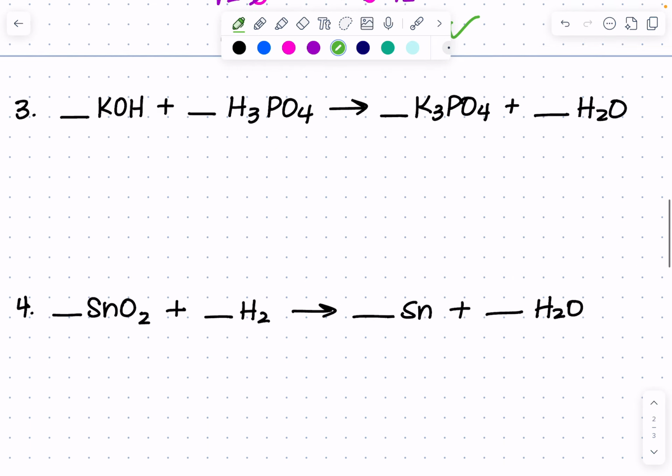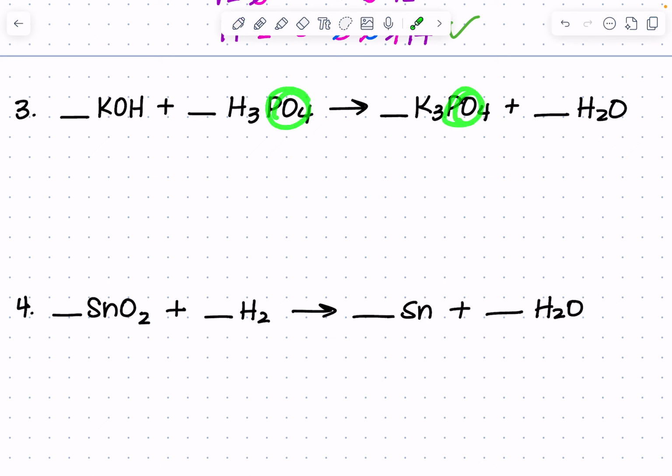All right, now to the next one. Here, I have potassium hydroxide and phosphoric acid. I have quite a bit going on here, but I have some polyatomic ions that I can keep together. So I have PO4 there and PO4 there. So I'm going to count PO4s.